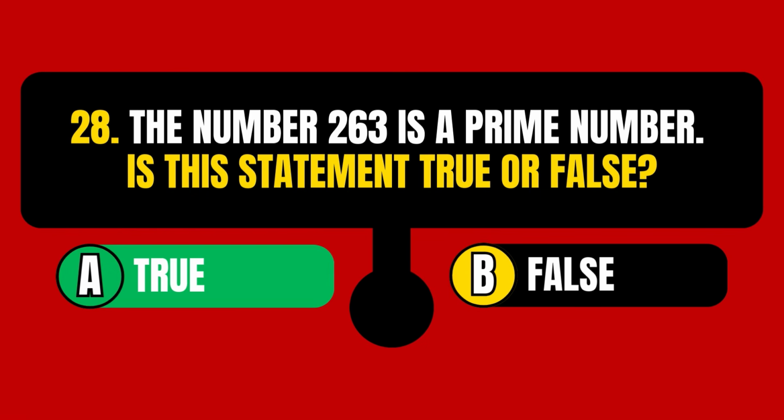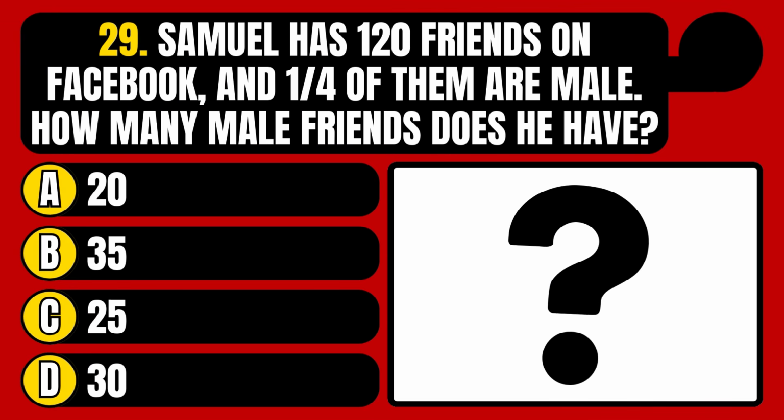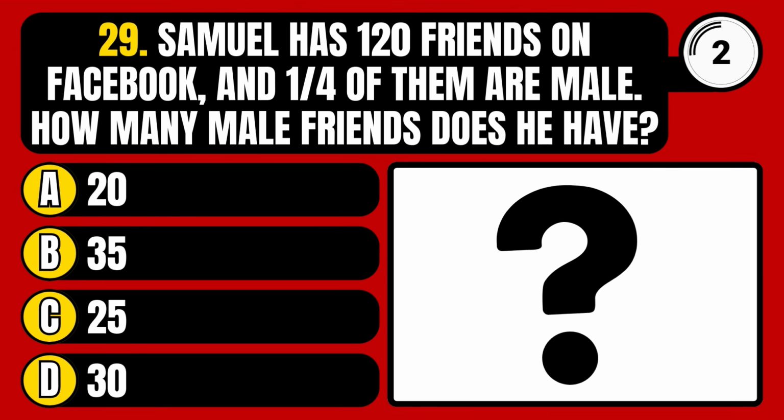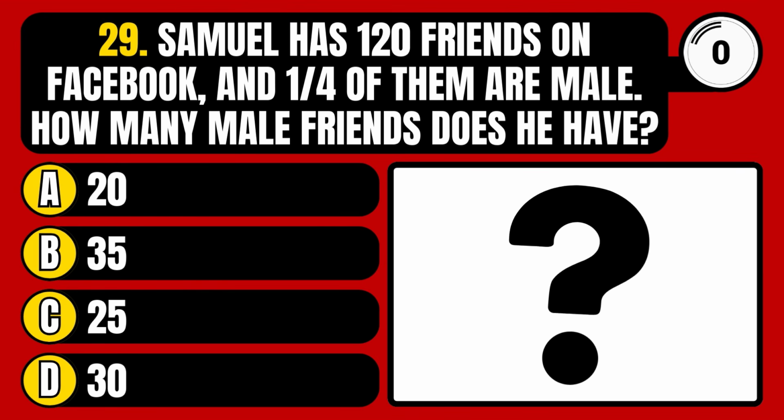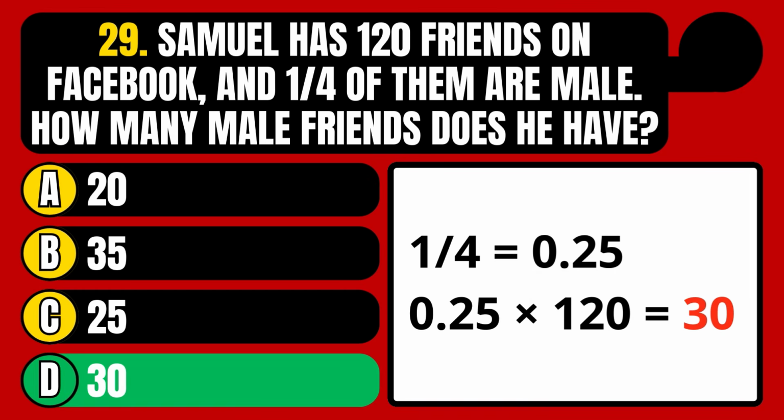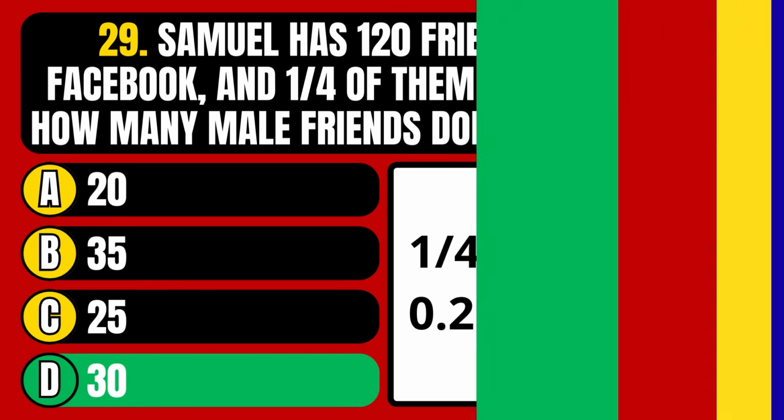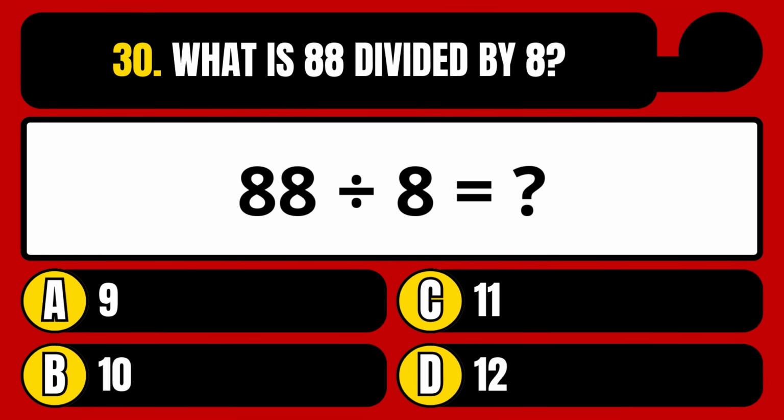The statement is true. Samuel has 120 friends on Facebook, and 1/4 of them are male. How many male friends does he have? 20, 35, 25, or 30? The correct answer is option D, 30. What is 88 divided by 8? 9, 10, 11, or 12?